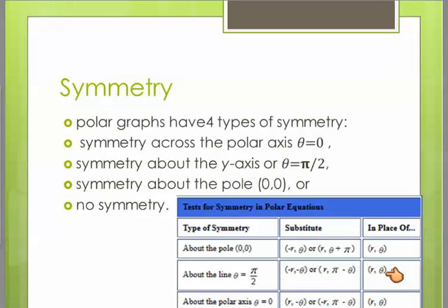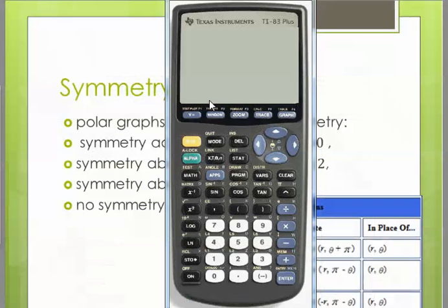And if it gives you the same thing, then what you're looking at has symmetry about the y-axis. I said that backwards a while ago. The polar axis is this one right here, going across like this. The pole is this point right here in the middle. The y-axis is going this way. I'm sorry if I just confused you. If I'm looking for the polar axis, I'm looking for this one here.